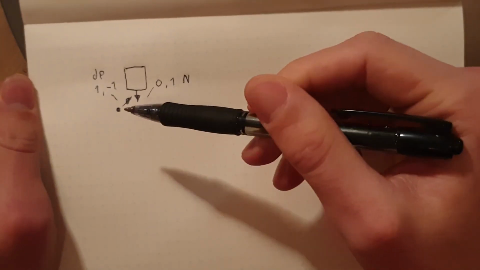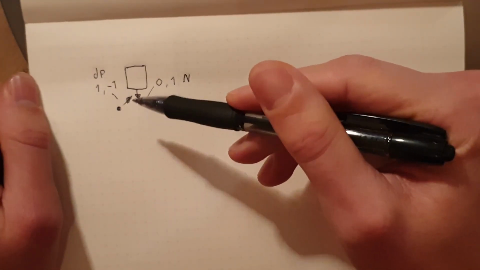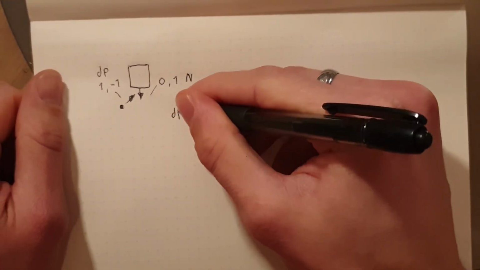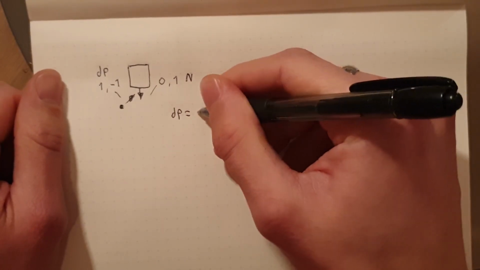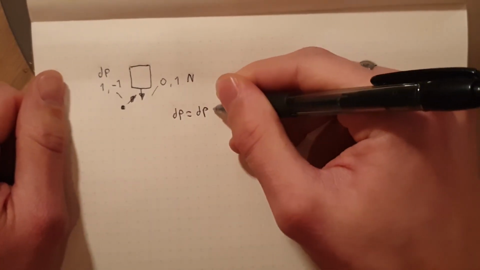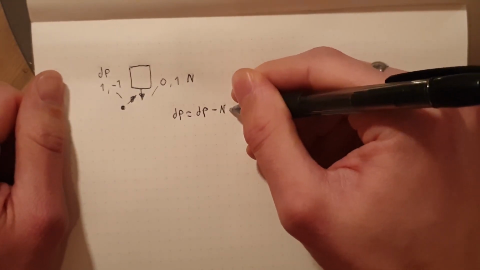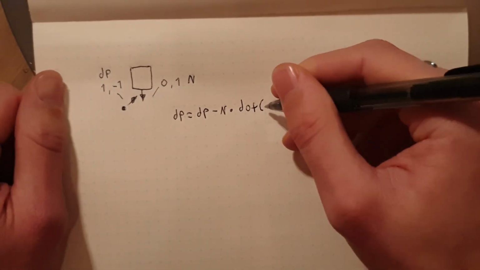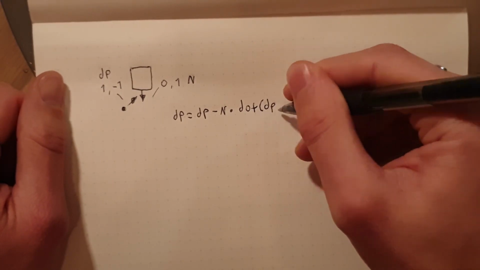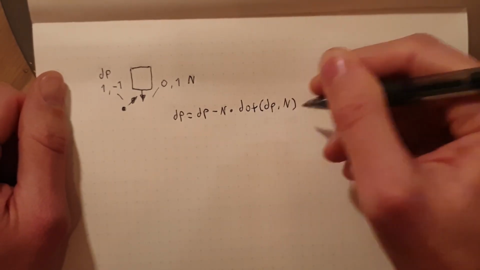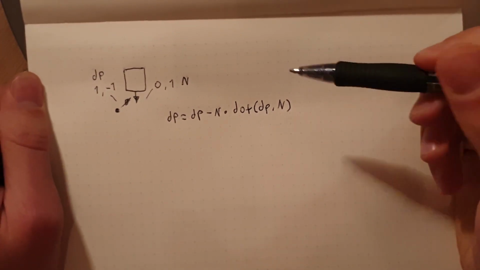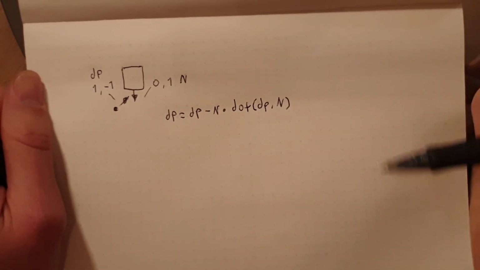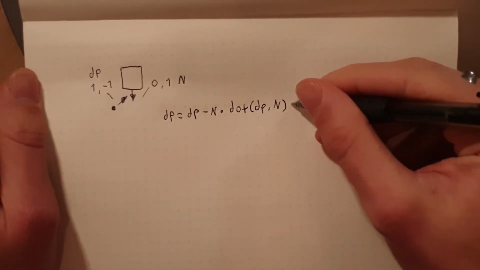So now we want to calculate the new delta position when we are colliding against the wall. To do that, we can say dp is equal to dp minus n times the dot product of dp and n. Okay, so what will this give us? Well, it's going to give us the new vector, and it's going to look like this in our situation here.